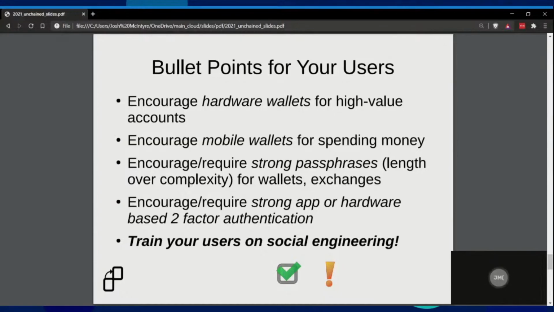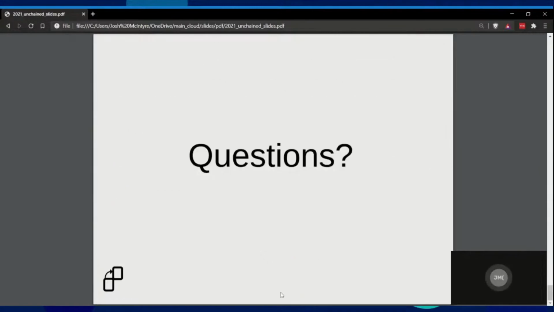Security is critical in this space, where leaking a private key could mean somebody loses their life savings. So take it seriously. Make sure your users take it seriously. And it's always great to learn something new about this. So thank you all very, very much for having me today.